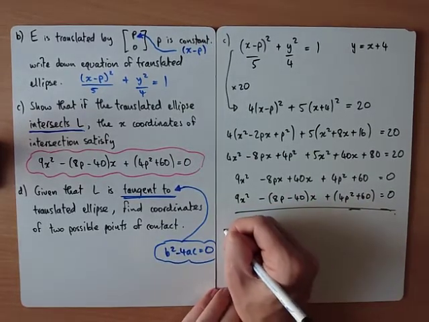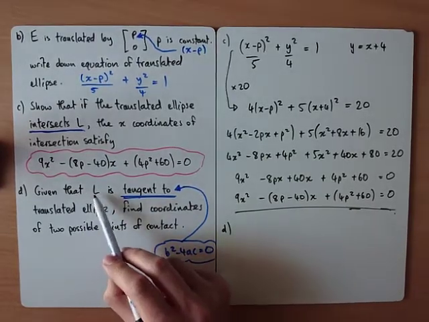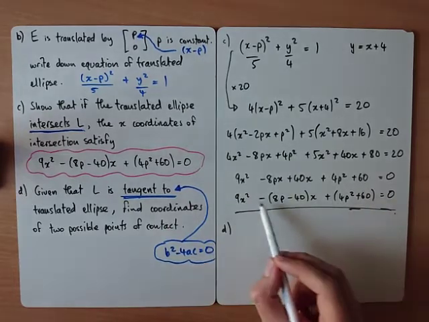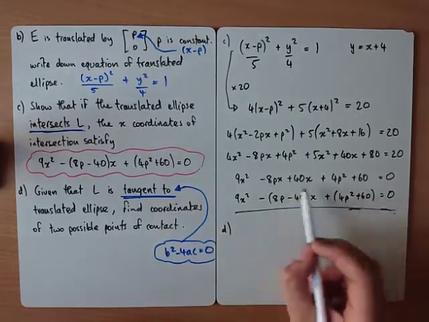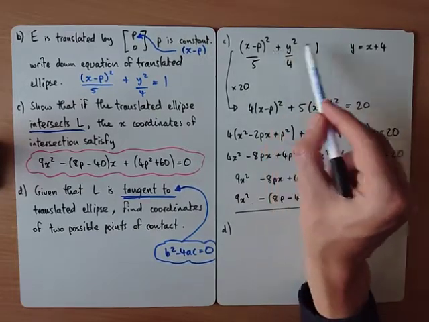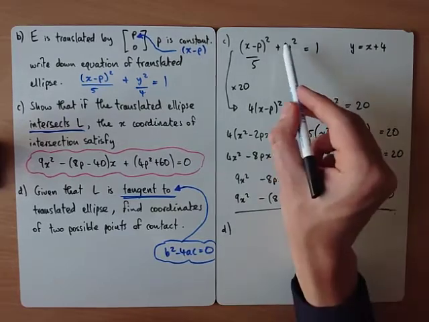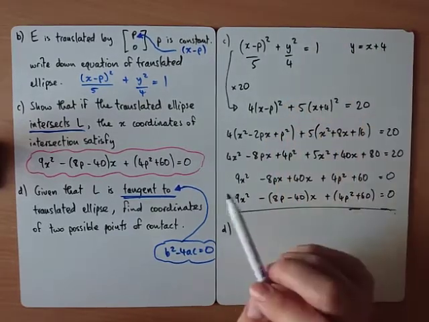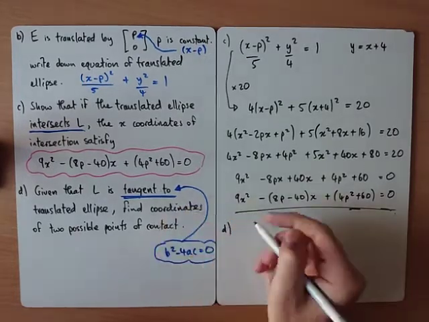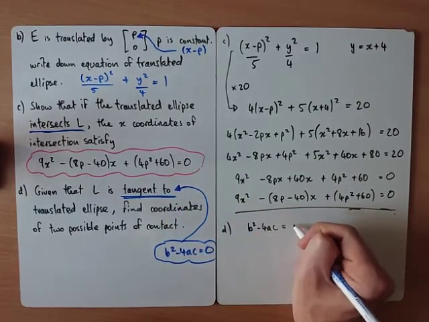Okay, for part D, as we said, we've already interpreted this, but just to recap, if the line is a tangent, it means it only touches it once. If it only touches it once, this equation here represents the intersection between the ellipse and the line. So if this equation's got one solution, the ellipse and the line intersect at one point. Okay, so tangent, b squared minus 4ac is equal to 0.